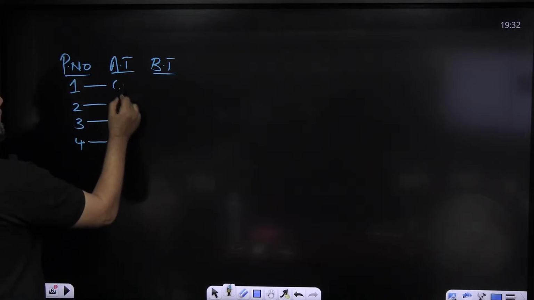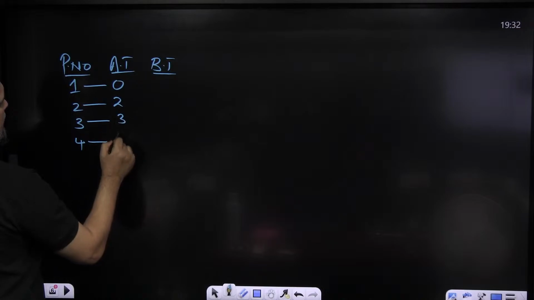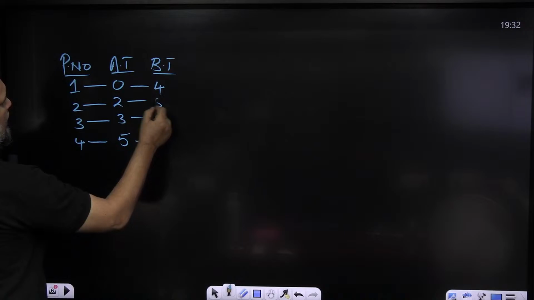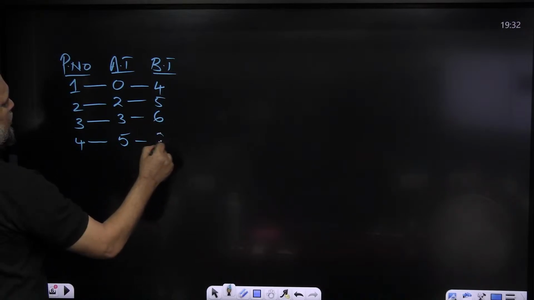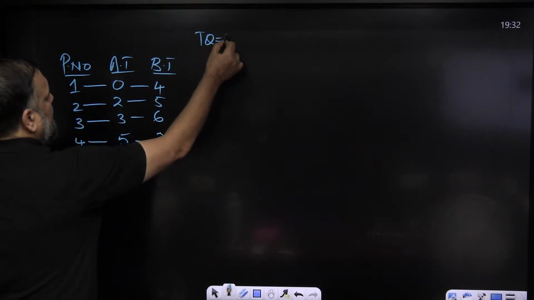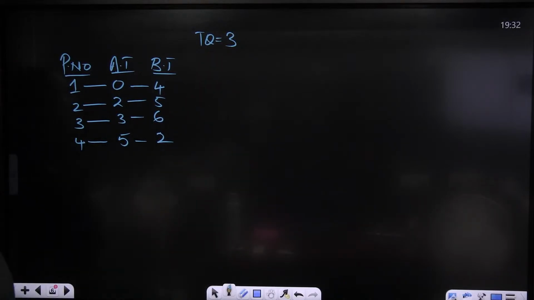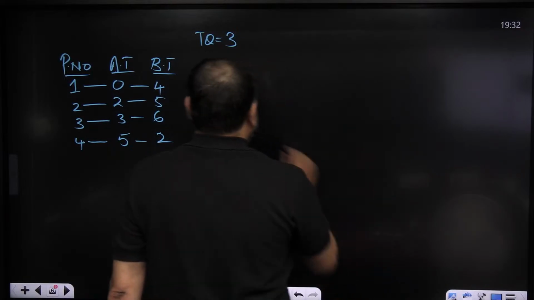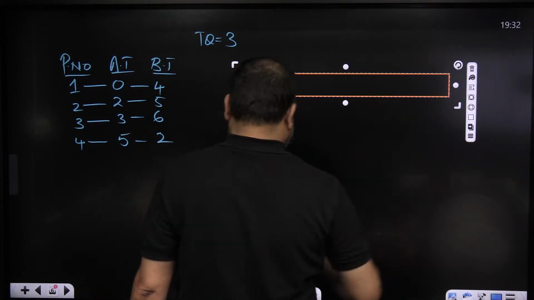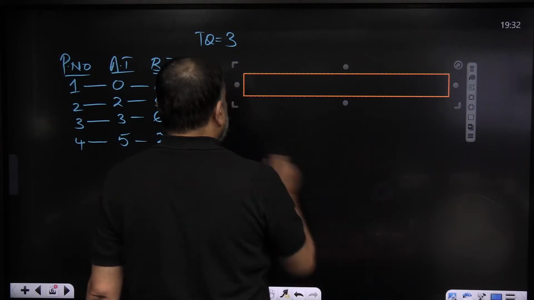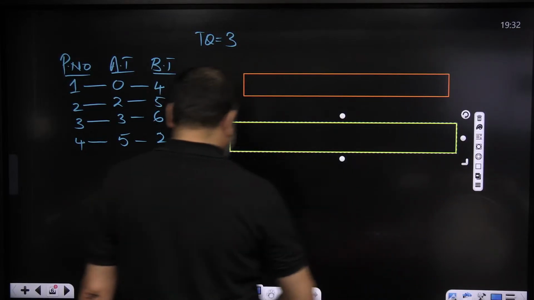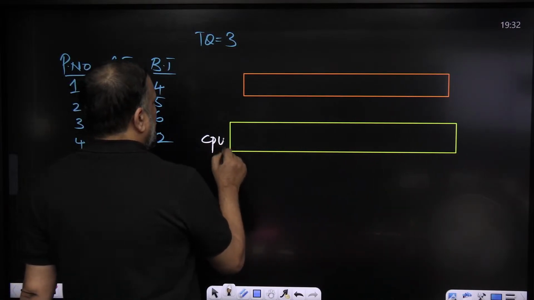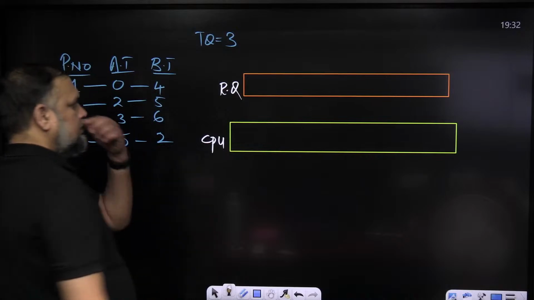See on board. This is 0, this is 2, this is 3, this is 5. Burst times are something like 4, 5, 6 and 2. Let's say time quantum is equal to 3 units. How will the processes basically get scheduled using round robin policy? So here I will take the ready queue and we will take CPU and show how it works. So let's go for the Gantt chart. This is ready queue.